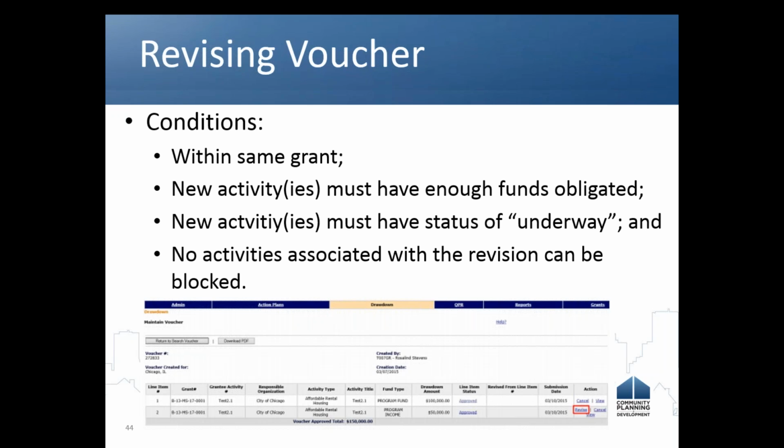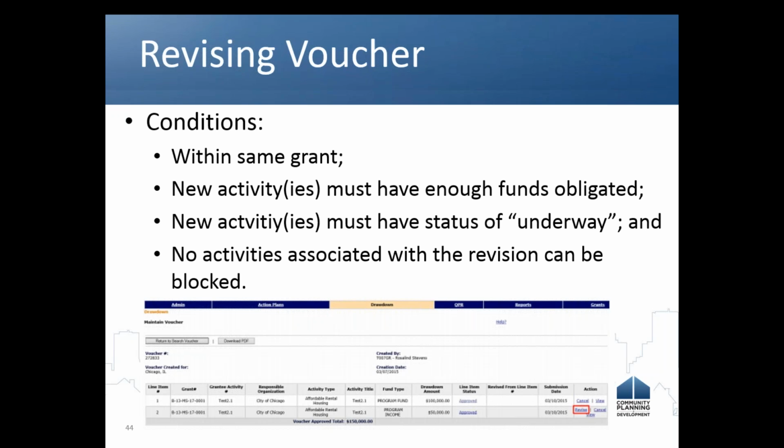When you're revising a voucher in the system, I show here one voucher, for example, from the city of Chicago, and it was a drawdown amount of $50,000. And let's say of that $50,000, $20,000 was not correct for whatever reason. It was a billing error, ineligible activity, didn't meet a national objective. So you're basically needing to move that $20,000. In the system, you cannot put a negative amount. You can't literally write a voucher for negative.